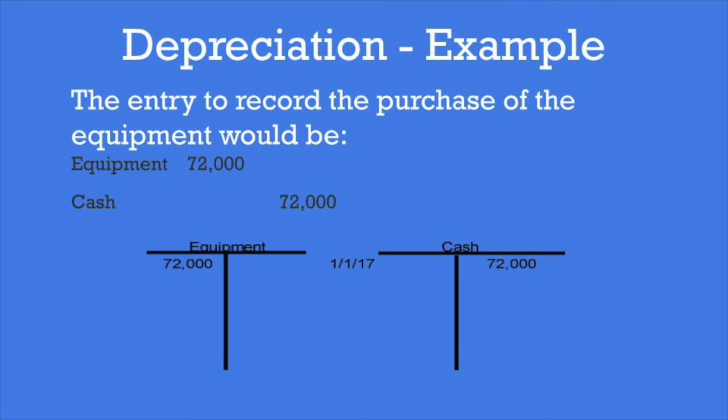So let's say we need to record all that. We're going to buy the piece of equipment first of all. Let's record the fact that we bought it. We got a piece of equipment for $72,000. That's going to be equipment as an asset, debit for $72,000. Let's assume we paid cash. So we took the money out of our bank account. Our cash went down. That's a credit.